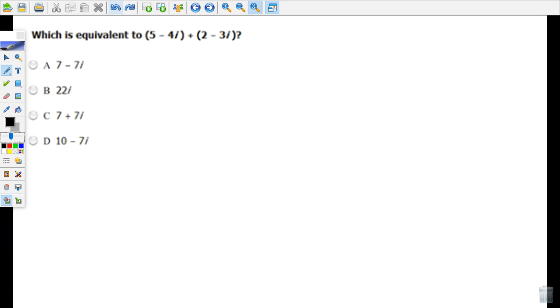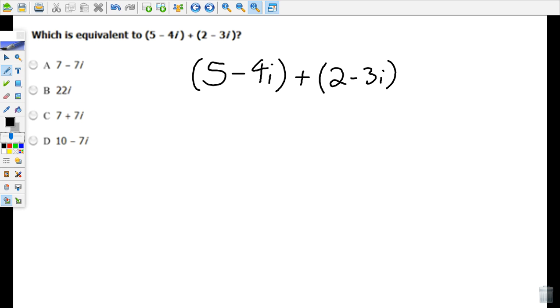It says which is equivalent to. And I'm going to rewrite this just because it's kind of blurry on the screen because I had to blow it up some. All right, but it's 5 minus 4i plus 2 minus 3i. Now, the parentheses are not necessarily the most important thing here. The parentheses are just surrounding complex numbers.